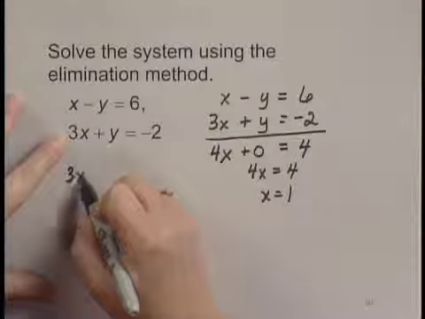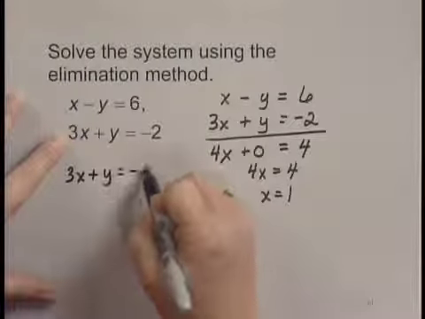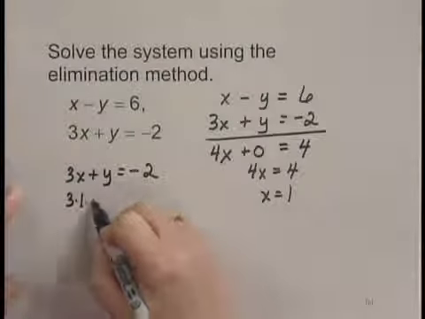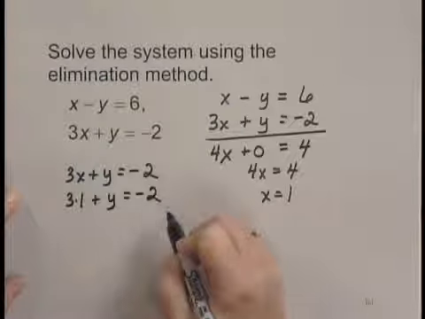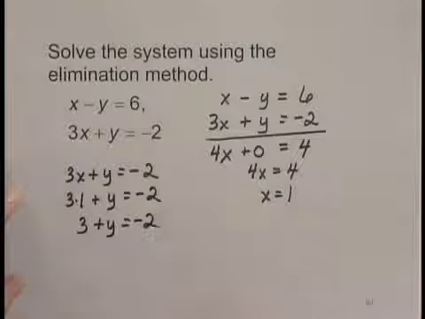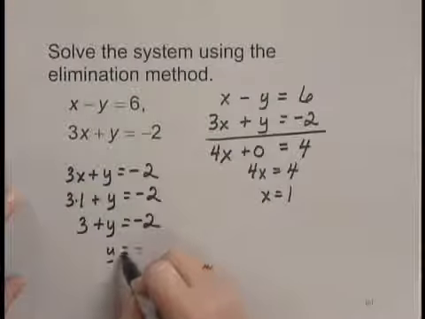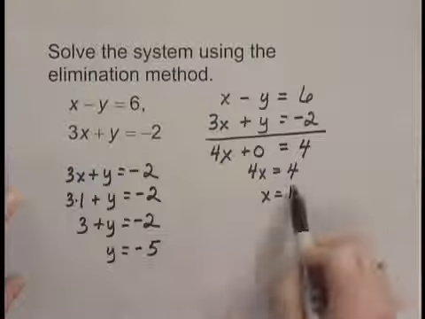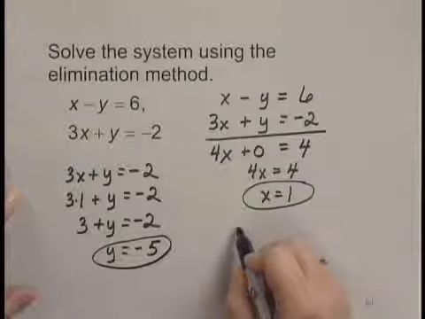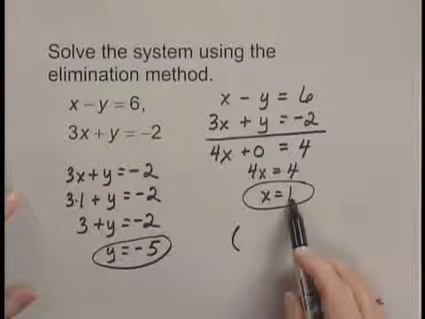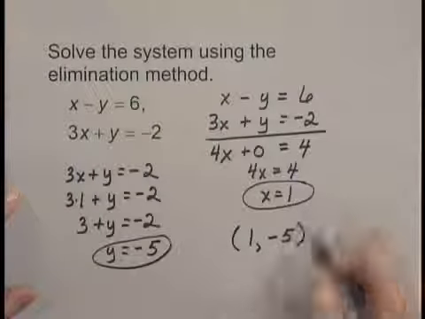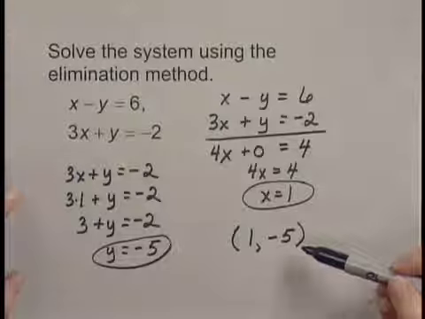I have 3x plus y equals negative 2. Substituting 1 for x gives me 3 times 1 plus y equals negative 2. 3 plus y equals negative 2. Subtracting 3 from both sides, I have y equals negative 5. Here is the x value. Here's the y value. I form the ordered pair by using the x first because it comes first alphabetically, 1, comma, negative 5.